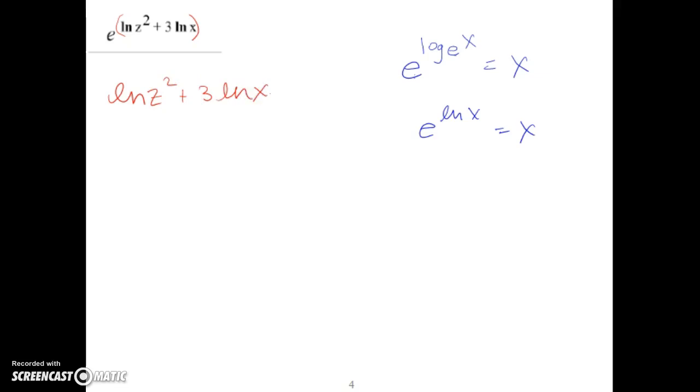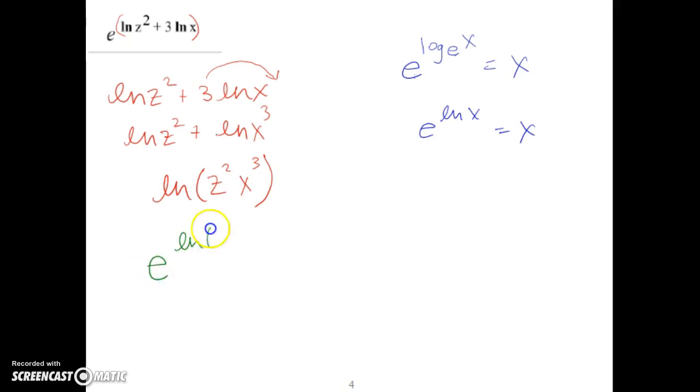Let's use our properties here. First, let's use the power rule and make this coefficient a power. So we can rewrite that 3 as natural log x cubed. Now we can use the product rule here, and the natural log of z squared plus the natural log of x cubed is going to be the natural log of z squared times x cubed. So now we've simplified that down. Now let's rewrite this as e to the natural log z squared x cubed.